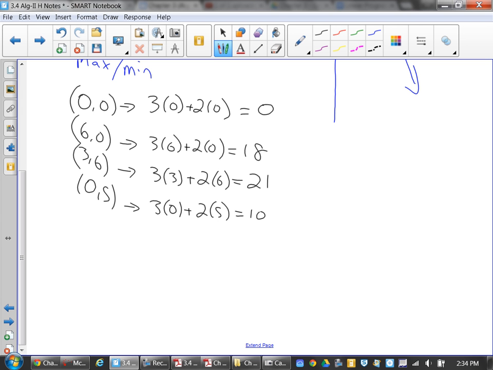Where did you get the 3x plus 2y? It'll be given to you. That C value right at the beginning of the problem. Oh, okay. That's your constraint, your objective function, if you will. Where's your maximum? So all you do is this. And where's your minimum? Here you go. You're done.